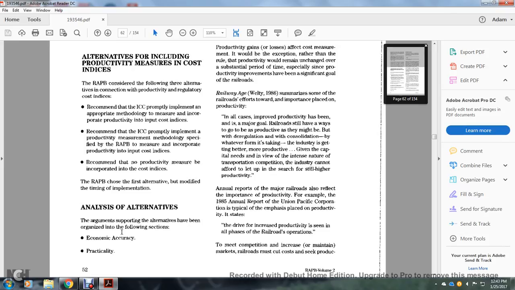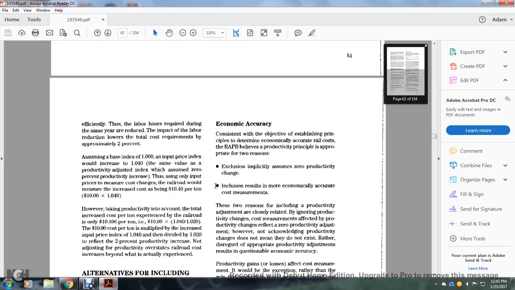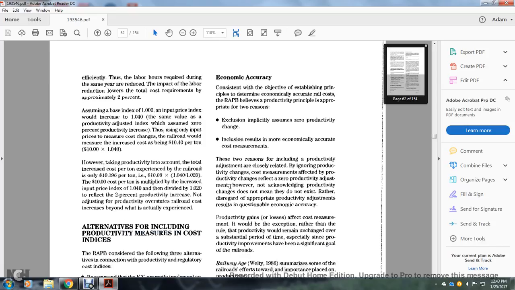Analysis of alternatives. The arguments supporting the alternatives have been organized into the following sections: economic accuracy and practicality. Economic accuracy consists of the objective of establishing a principle to determine economically accurate rail cost. The Railroad Accounting Principles Board believes the productivity principle is appropriate for two reasons: exclusion implicitly assumes the value of zero productivity change, and inclusion results in more economically accurate cost measurement. The two reasons for including the productivity adjustment are closely related to ignoring the productivity change in the cost measurement, the effect of the productivity change being reflected in the zero productivity adjustment.